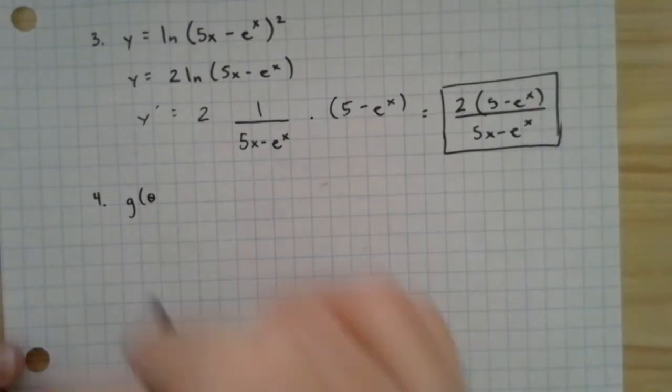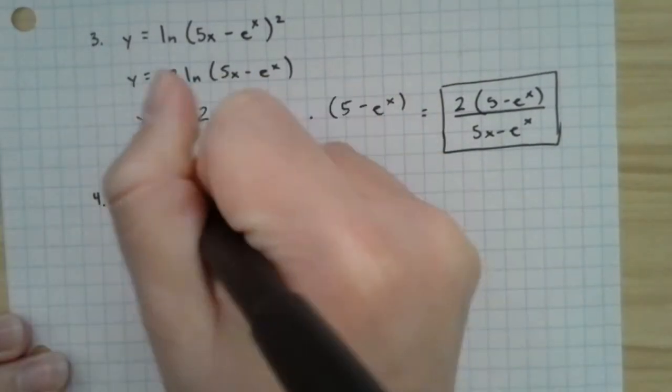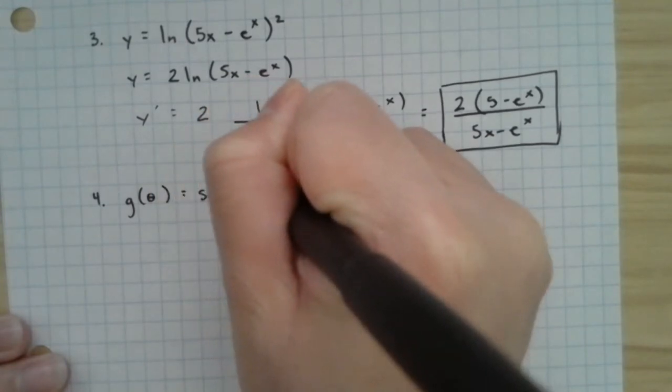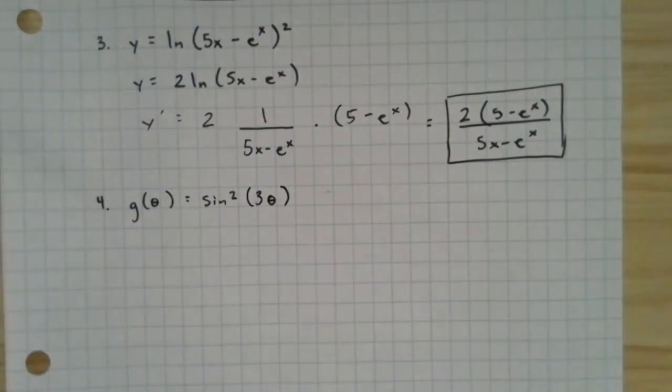Make this straighter. g(θ) is equal to sine squared 3θ.